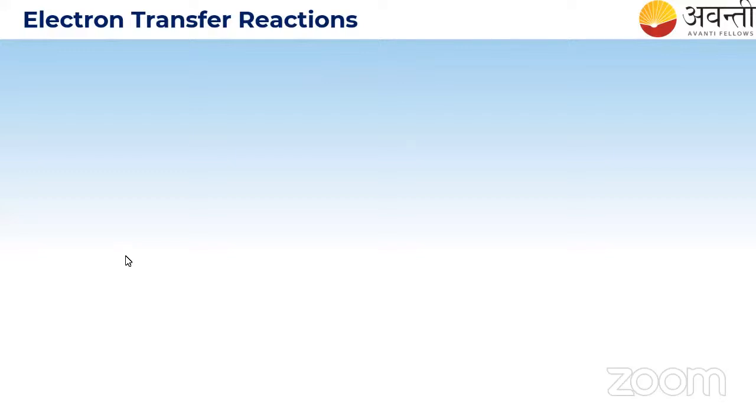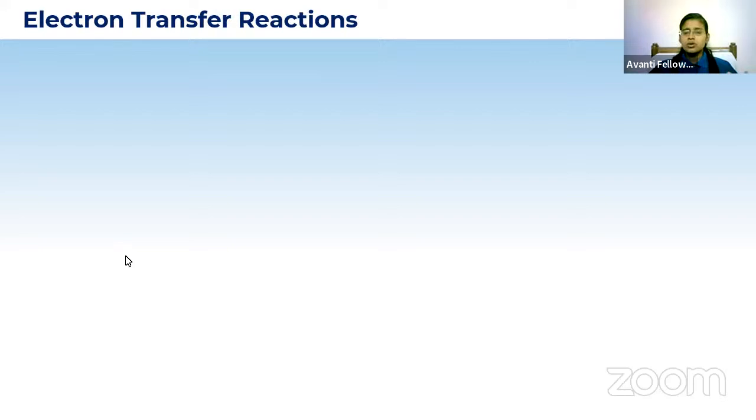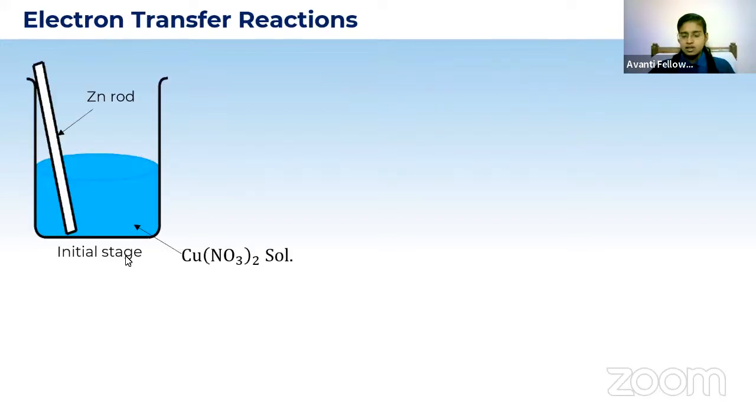For this, I am going to take a set of reactions, which means I am going to do some experiments. Initially, in experiment number 1, I have a beaker in which copper nitrate solution is present. Copper nitrate is Cu(NO3)2. You can see that the color of the copper nitrate solution is blue, and a zinc rod is dipped inside the copper nitrate solution. This is the initial state of the system.